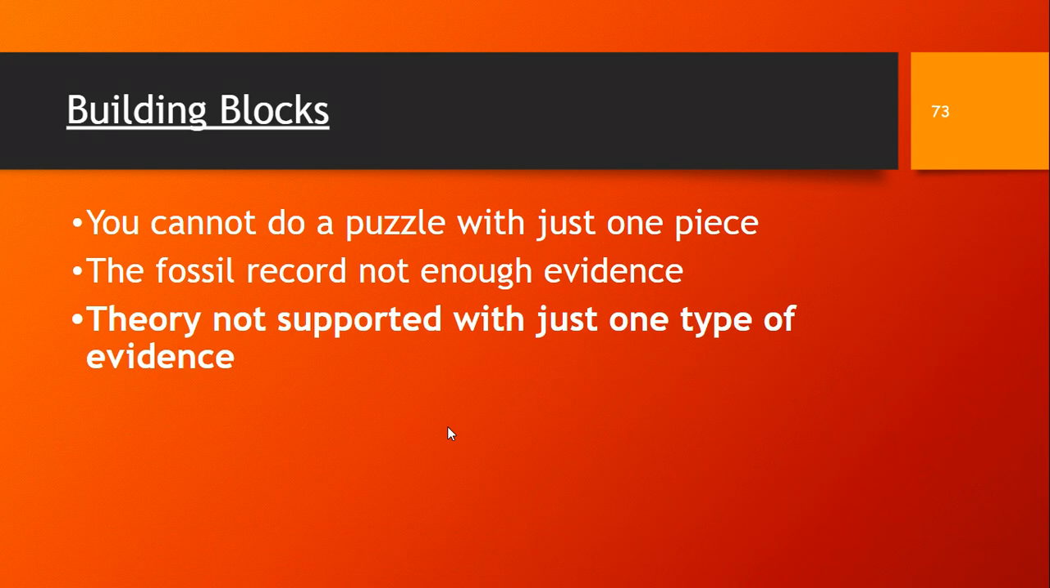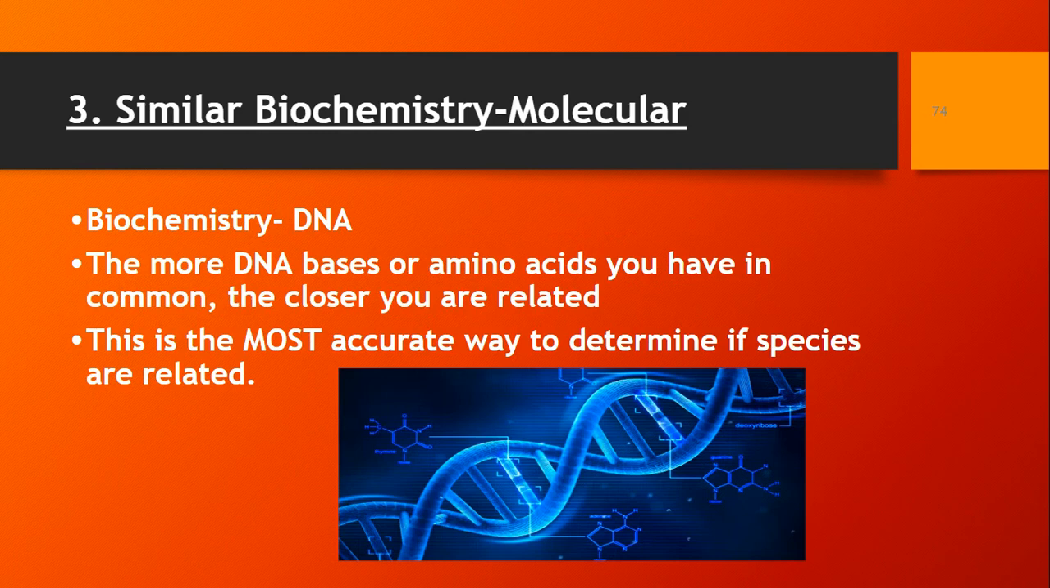So just like a puzzle, we can't do it with just one piece. We need more information. We've done the homologous structures, and now we've done fossil record, but we got to get some more evidence. This is the most accurate way to determine if these species are related. This is the molecular biochemistry of it, looking at the actual DNA of the organisms. And so basically, the more DNA bases or the more amino acids that two organisms have in common, the closer they are related.